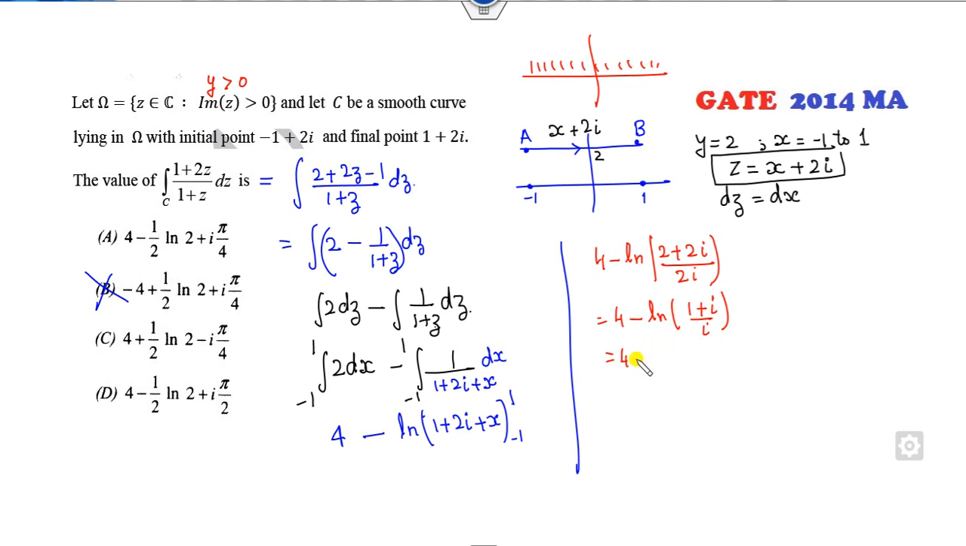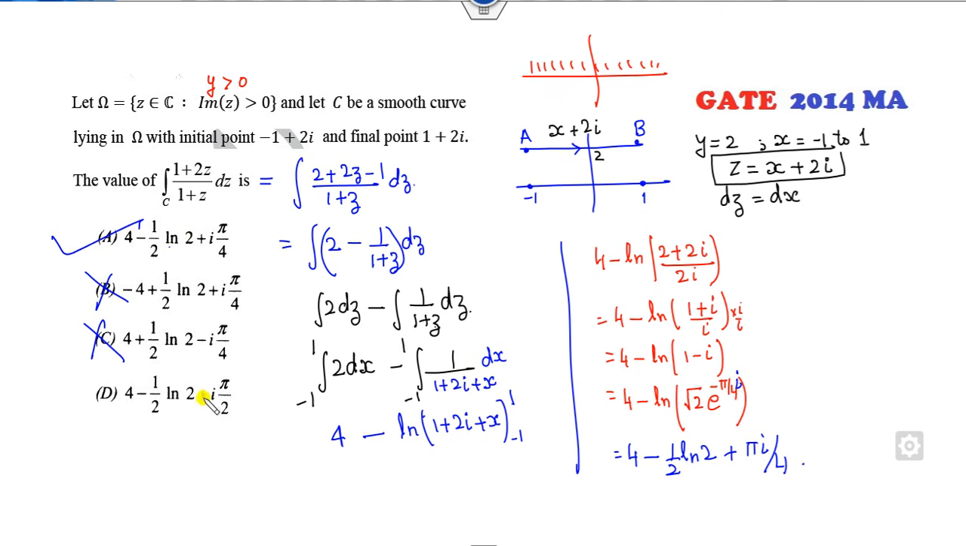I can rationalize it, and since i squared is minus 1, it becomes 1 minus i over 2. Now it is written in log form, so I can write it in exponential polar form: ln of root 2 with angle minus pi over 4. What is the ln of 2? So it is minus half ln 2 plus pi i over 4, and the 2 is needed as a 4. So the right answer of this problem is A.